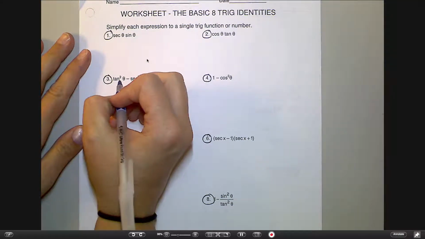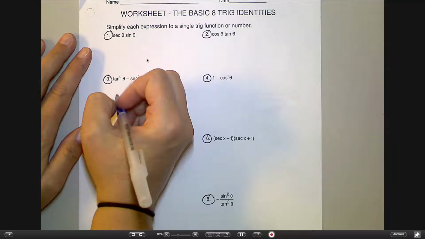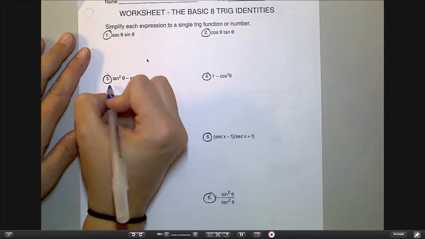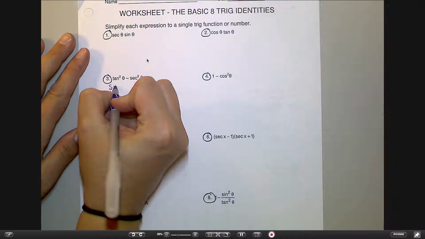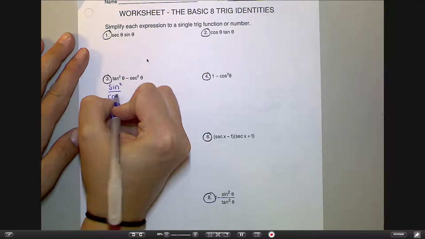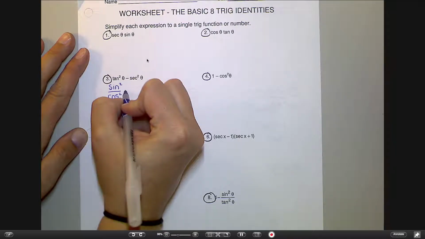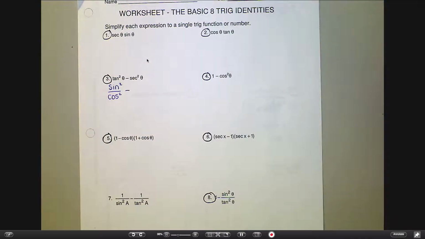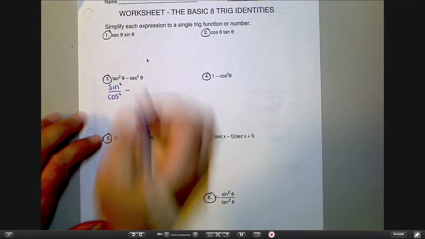So tangent is sine over cosine, right? So this tangent squared of theta, I'm going to make sine squared over cosine squared. And then how could I write secant squared? Good. So that's 1 over cosine squared.